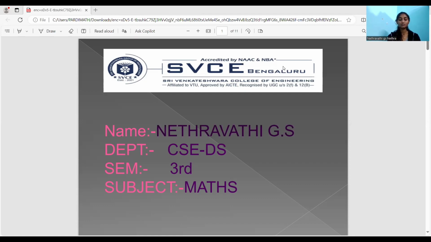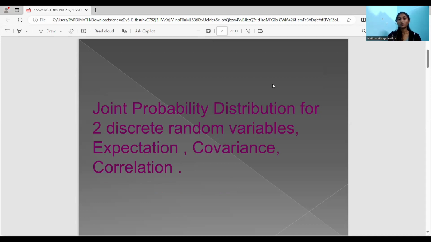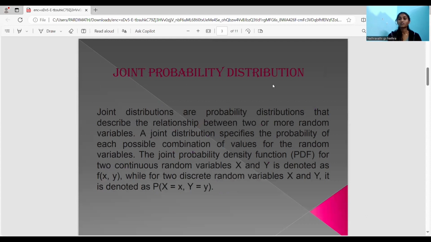Today I'm dealing with the subject math, and our topic is the joint probability distribution for two discrete random variables, and the expectation value, covariance and correlation. Now, joint probability distributions are probability distributions that describe the relationship between two or more random variables. A joint probability specifies the probability of each possible combination of values for the random variables.